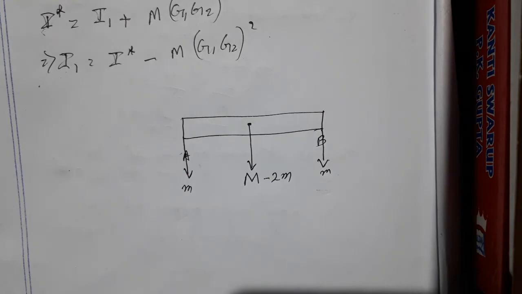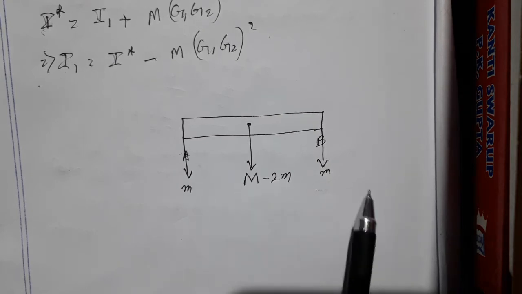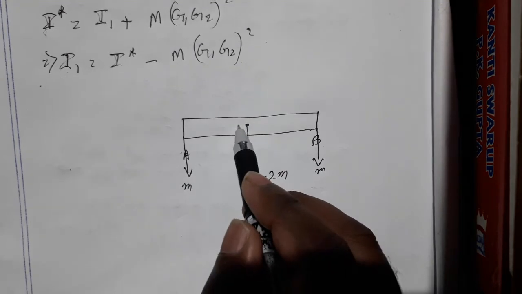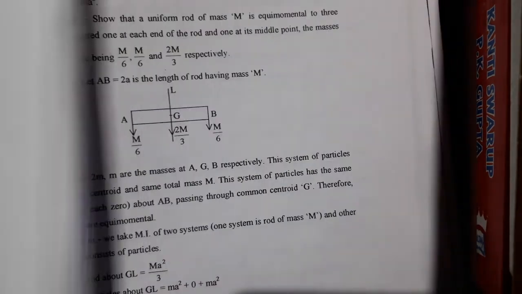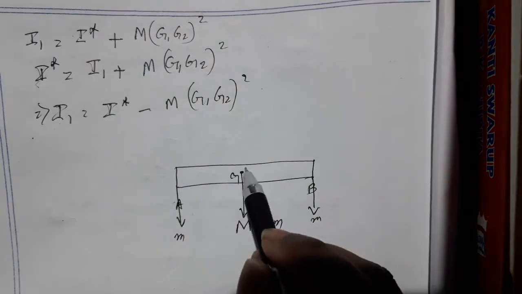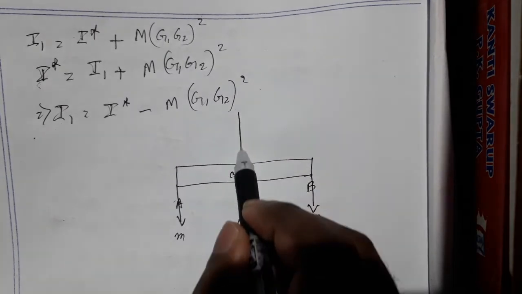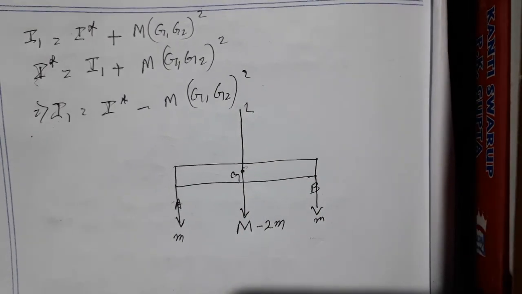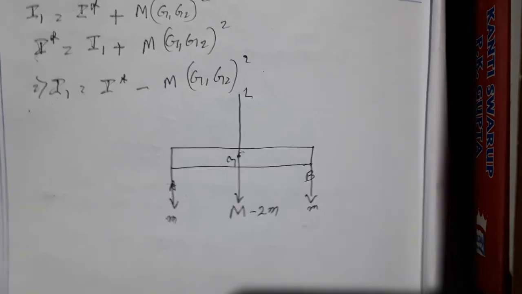So we are considering another system consisting of three particles: two particles of mass m put at the ends of the rod, and one put at the centroid of the rod, which I am taking as G. We'll take this line as GL, and I'll try to find the moment of inertia about this GL.